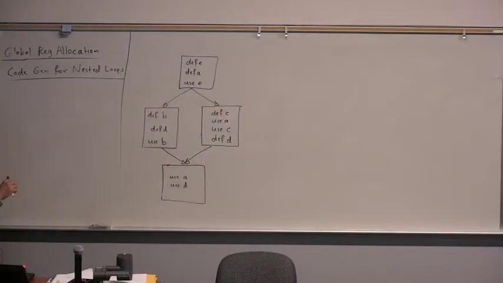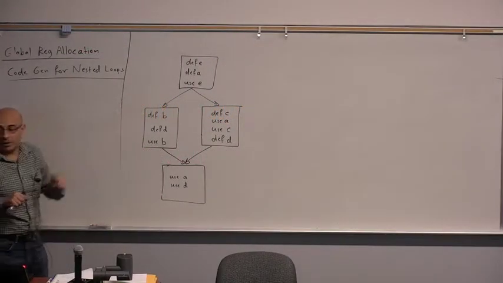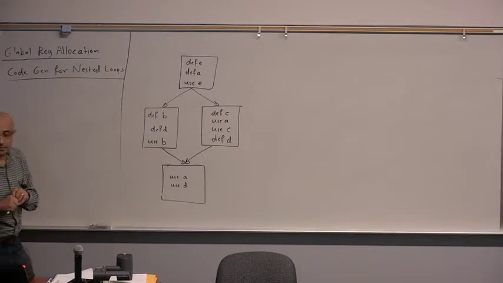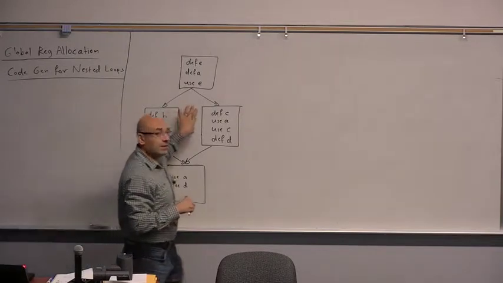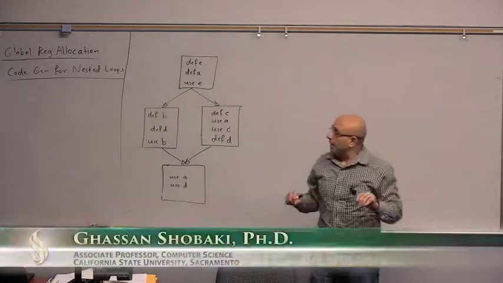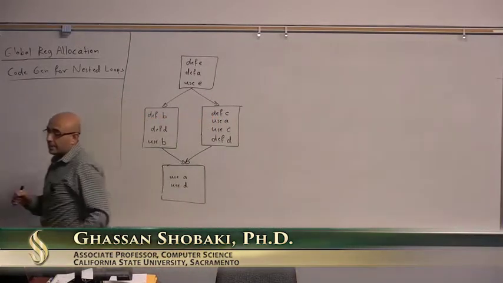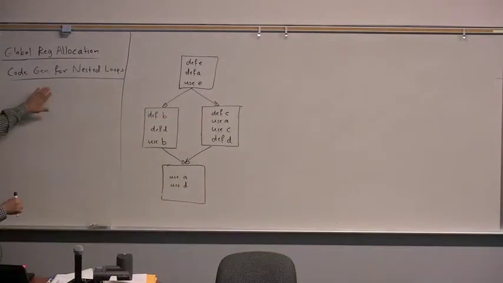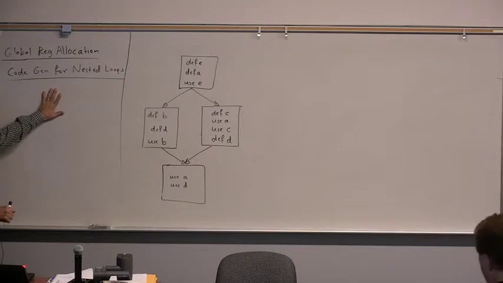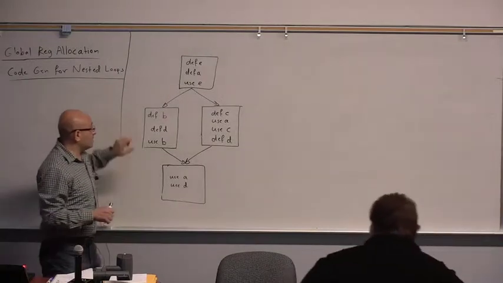I will revisit this example, the global register allocation example. I will also give an example for code generation for nested loops. Okay. So why revisit this example?